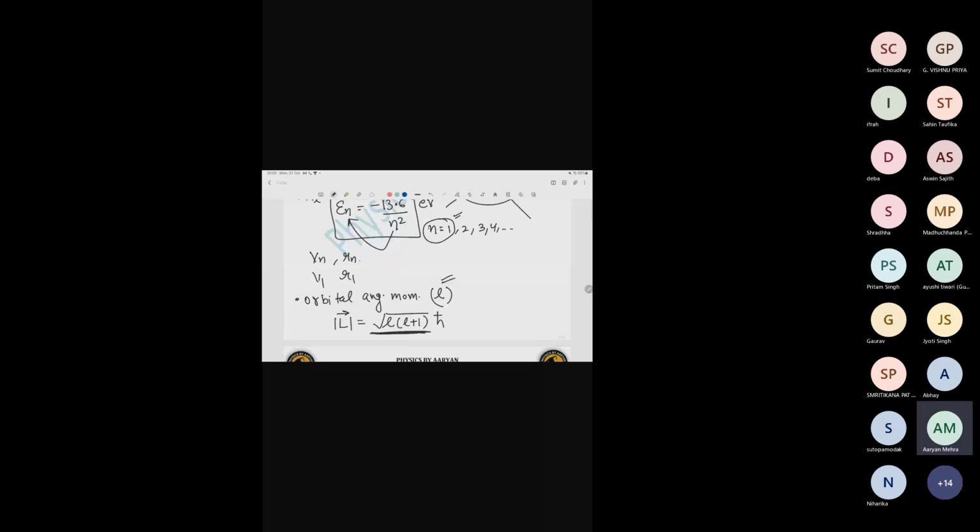L into L plus 1 under root. Dimension. What will be its dimension? It's dimensionless. How many of you say it's dimensionless? Say yes, no. Who says it's dimensionless? It's dimensionless. Yes, sir. Dimensionless, because every quantum number is dimensionless.